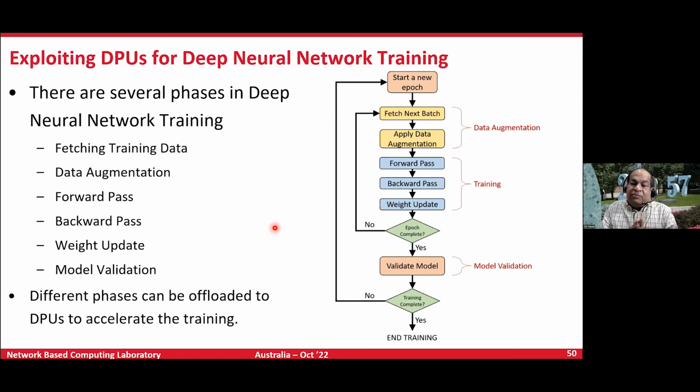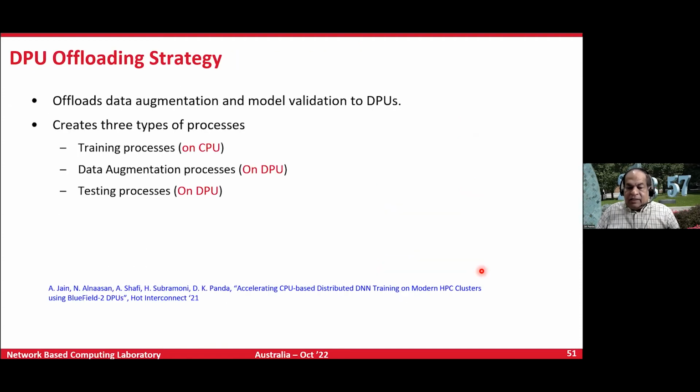Now think of DPUs. Now how can we utilize DPUs for accelerating the deep learning workload? If you take a look at the training, typically you have multiple steps: data augmentation, training, model validation. So what we have done, we have come up with this offloading strategy. This paper was presented last year. Training process can run on CPU, data augmentation can run on DPU, testing also can run on DPU. Since the DPU processors are not that powerful, we're trying to balance out what can run on CPU versus what can run on DPU.